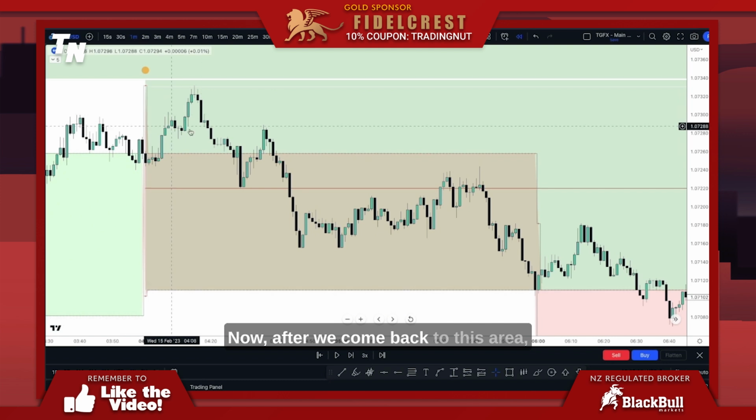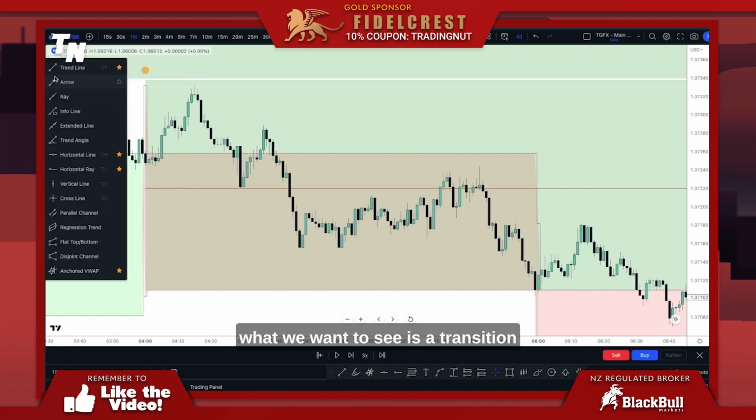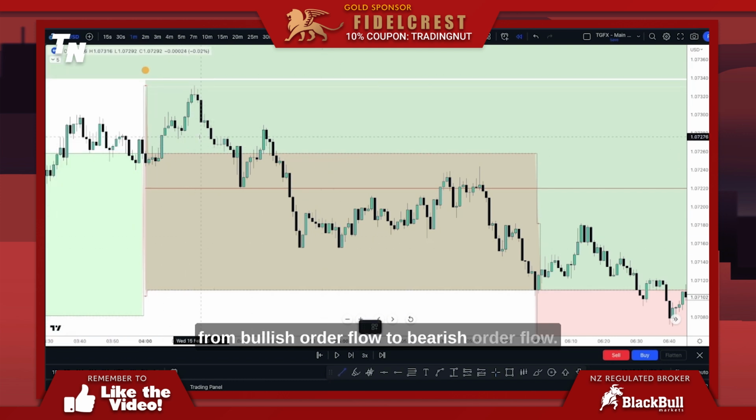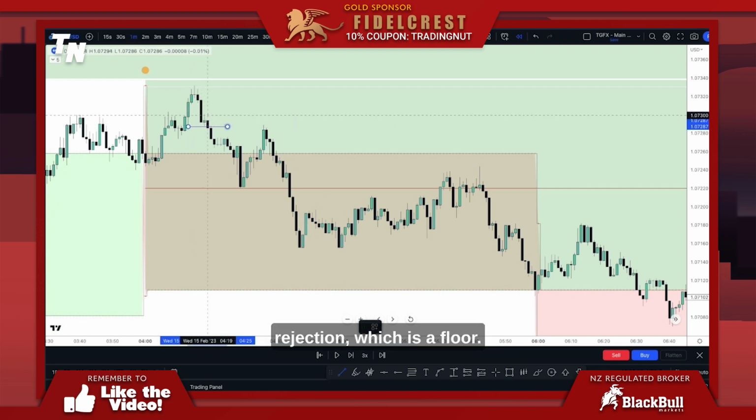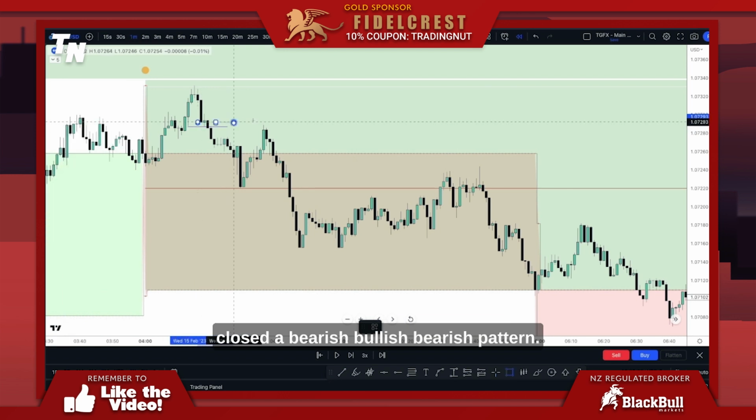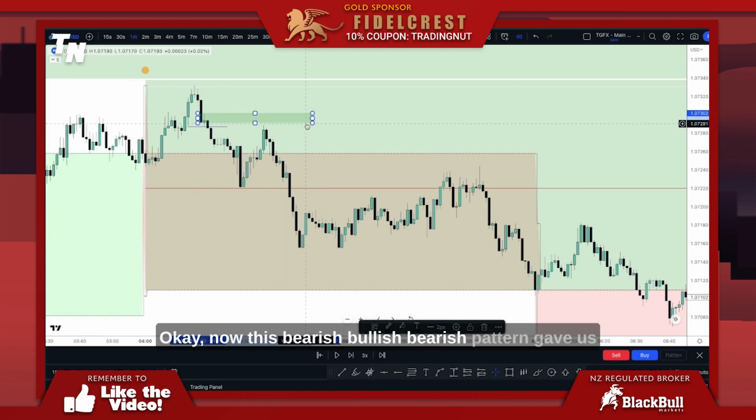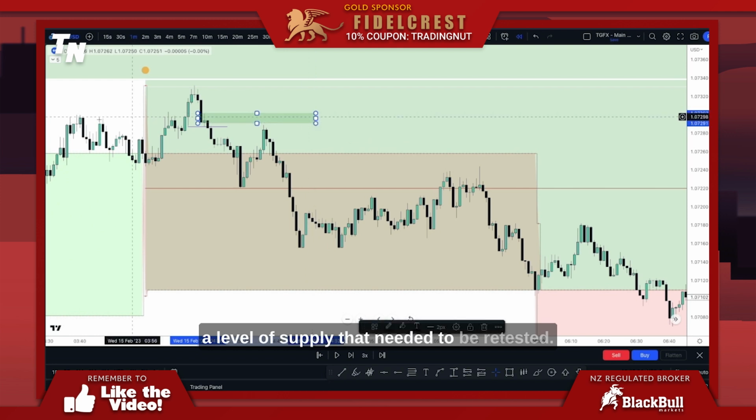Now, after we come back to this area, what we want to see is a transition from bullish order flow to bearish order flow. So the first thing we see is that we actually break a short-term level. So we made a bearish bullish rejection, which is a floor. After we broke through it, we closed a bearish bullish bearish pattern. Now this bearish bullish bearish pattern gave us a level of supply that needed to be retested.